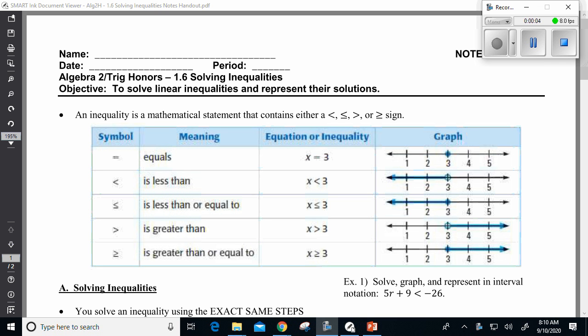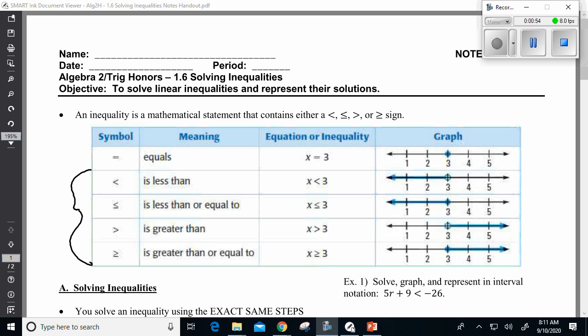Section 1.5, we're focusing on solving inequalities. So that's pretty much your less than or equal to, greater than or equal to. So those symbols sitting right there. Of course, we're going to be looking at how to solve them, how to graph them, and then a new type of notation that you're going to be using definitely in Algebra 2 honors, but also in pre-calc honors and in calculus as you start moving into the advanced level mathematics, and that's called interval notation.